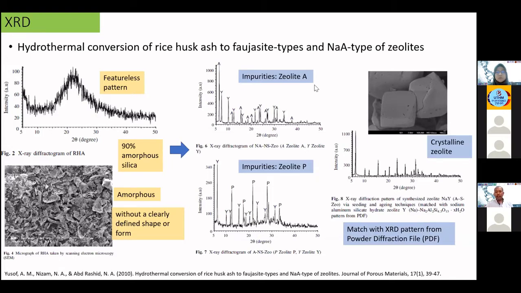So one type is zeolite A. So this is the pattern. There are peaks for zeolite A. And this is for zeolite Y. And there is also another one, there are impurities in the synthesized material, zeolite P.